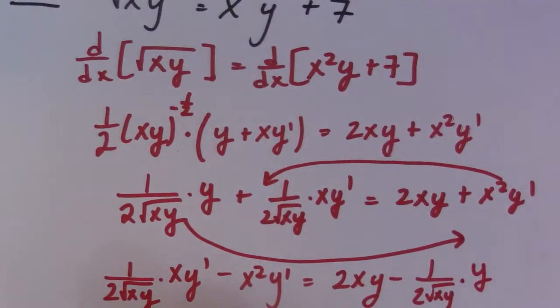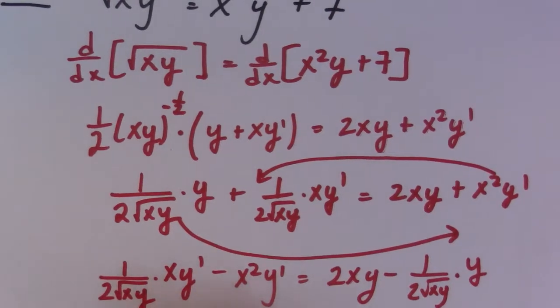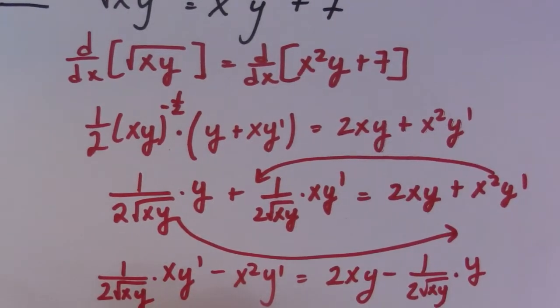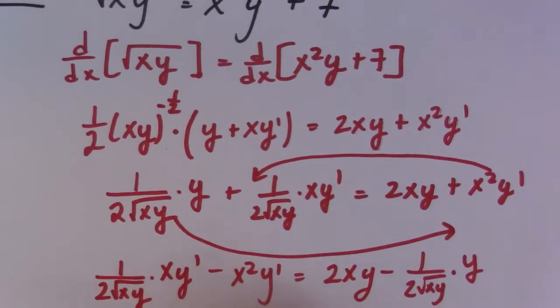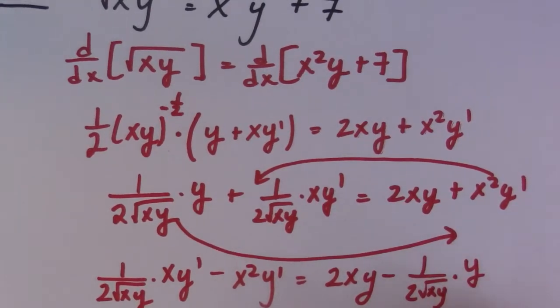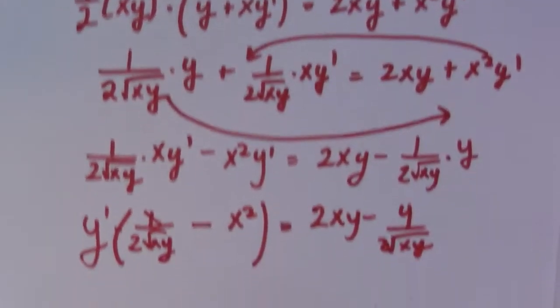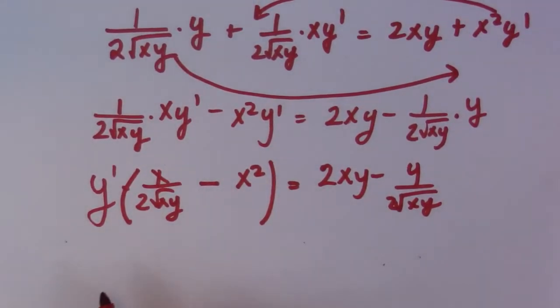So now I factor y prime out of this guy, so y prime, and then what I'm left with is 1/2 root xy all over x, I'll write the x on top this time, minus x squared, equal to 2xy minus y over 2xy. Just like that. And I never showed you that. I apologize.